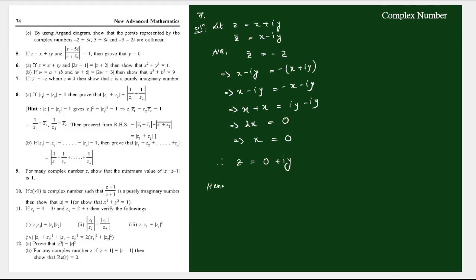Hence z is a purely imaginary number. Fine. This is our question number 7. Very short.